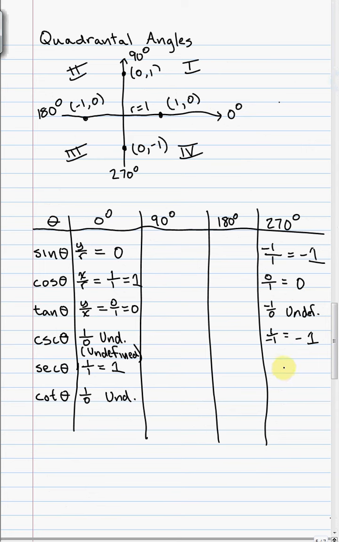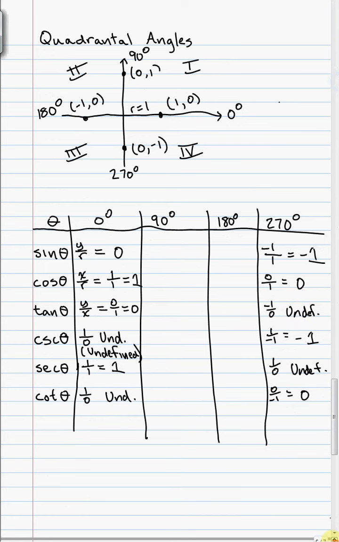Secant is 1 over cosine, 1 over 0. Again, that's undefined. And cotangent is 1 over tangent, which is x over y. So that would be 0 over negative 1, which is 0. When you fill out the rest of this table, what you're going to get is a lot of zeros, ones, negative ones, and undefined. So that's all that your trig functions can be at these quadrantal angles.